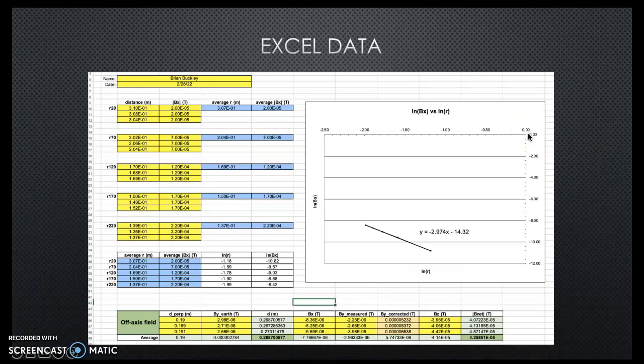Here's a screenshot of my Excel data. On the left side, you can see my observed values at each R point, as well as at the bottom, the calculations used to find the off-axis field. And on the right side, you can see the plot that was generated from that, which we will go into more detail in a second.